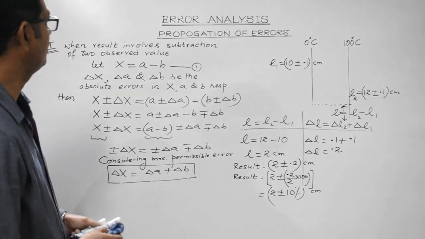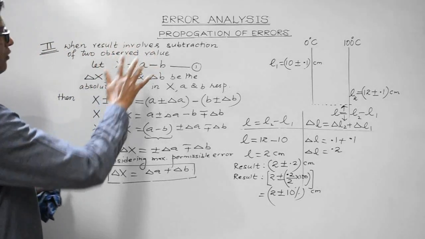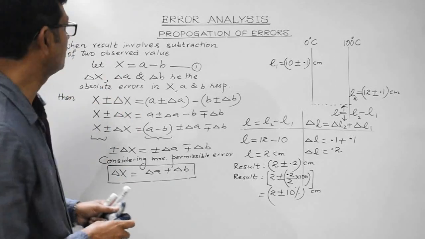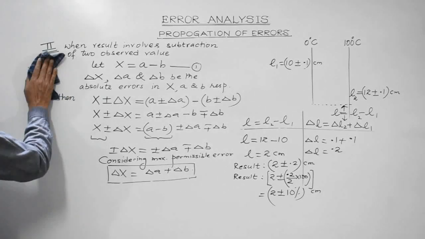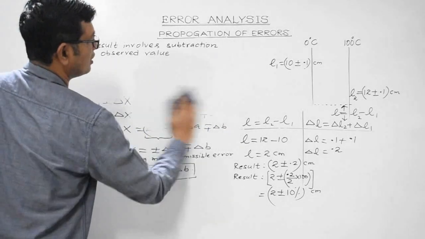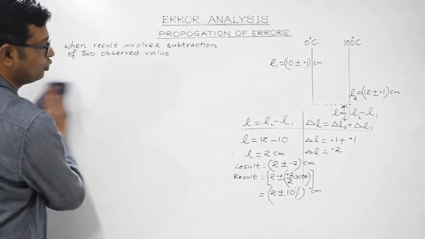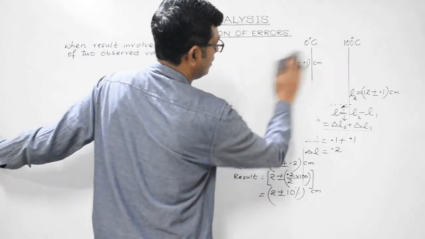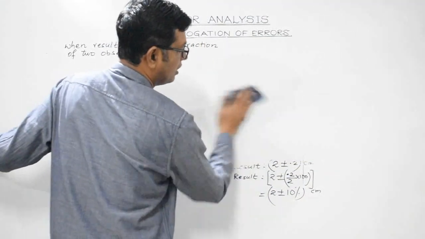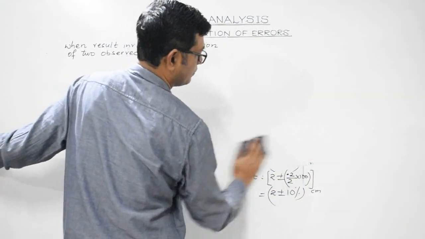Third article is when the result involves the product of two measured quantities. So let's discuss the third one. When the result involves the product of two measured quantities. So here again we will consider x to be the result and a and b be the measured quantities.